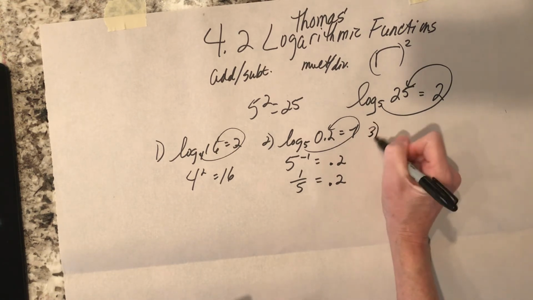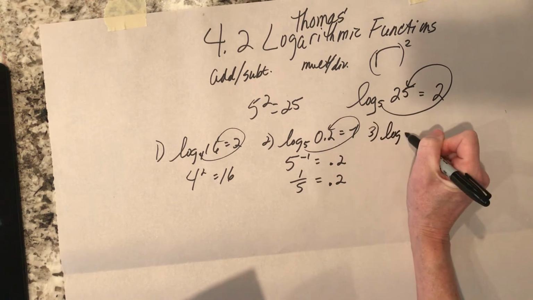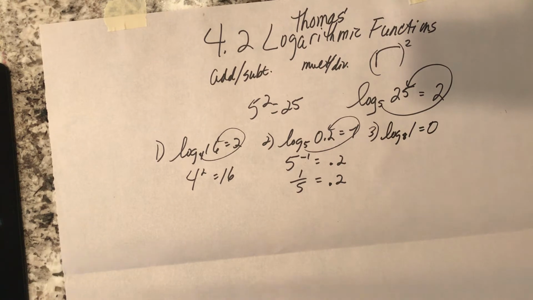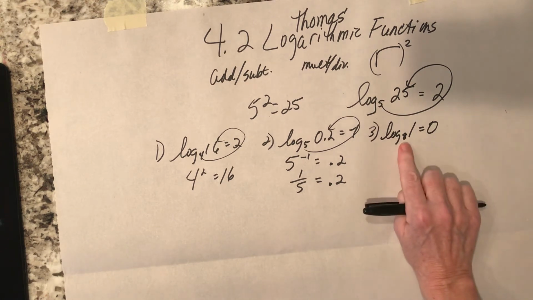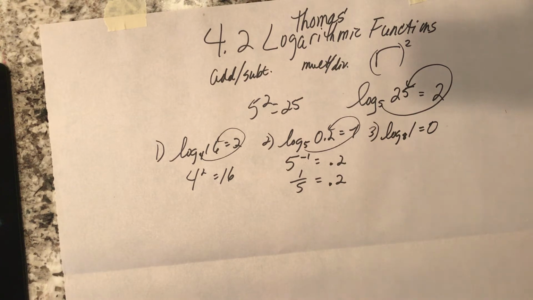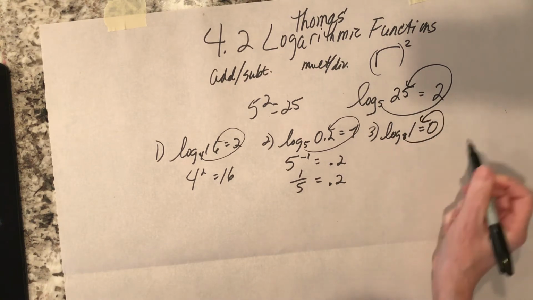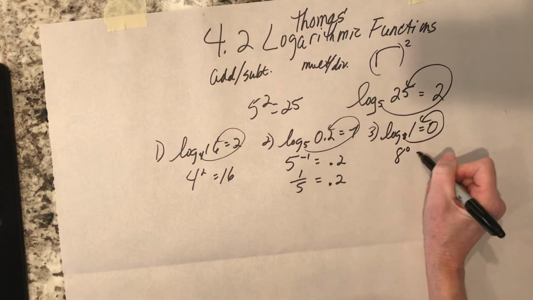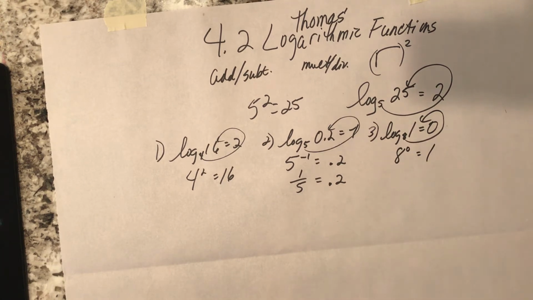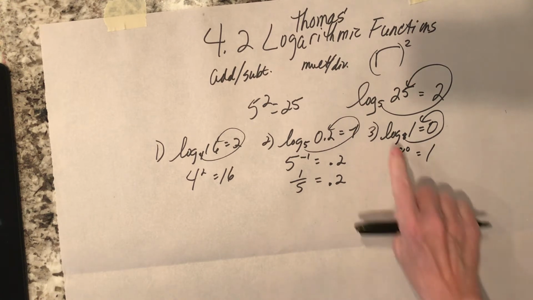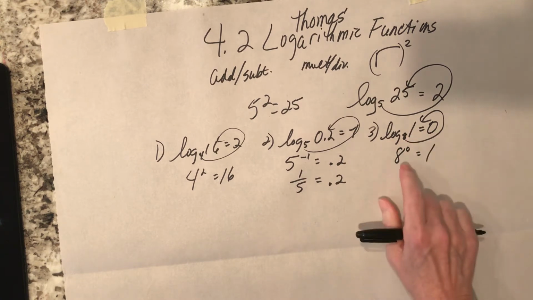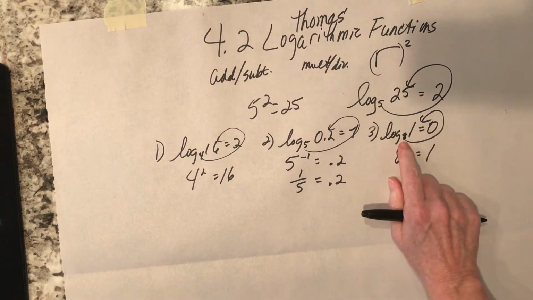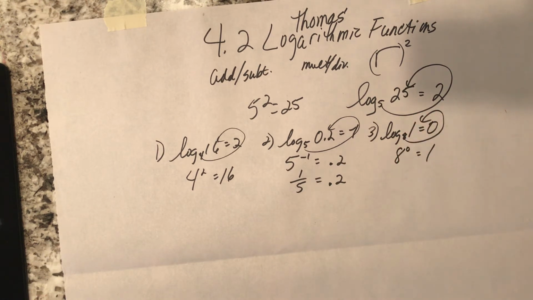Number 3, we've got log base 8 of 1 equals 0. This is a biggie. You're going to see this over and over and over again, not to 8, but to other numbers. We can put any base there. Let me show you what we're doing. What do you have to raise 8 to make it become a 1? Let's do the circle. So 8 raised to the 0 power is a 1. You know anything raised to the 0 power is a 1. So the log of 1 for any base is going to give us a 0. Raising any number to the 0 power will give you a 1. We'll see that over and over.